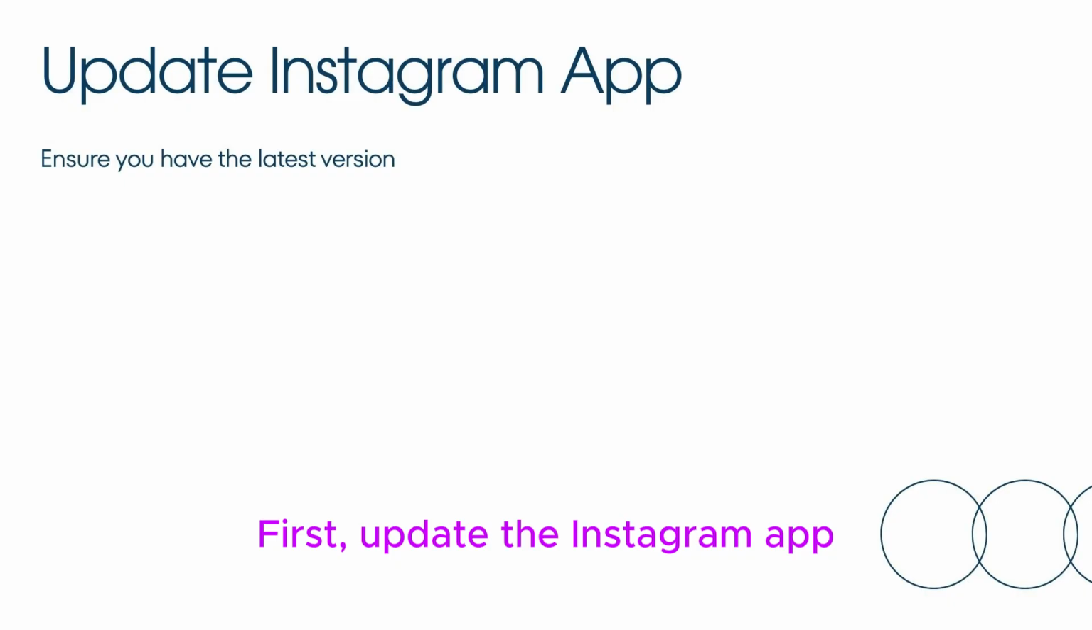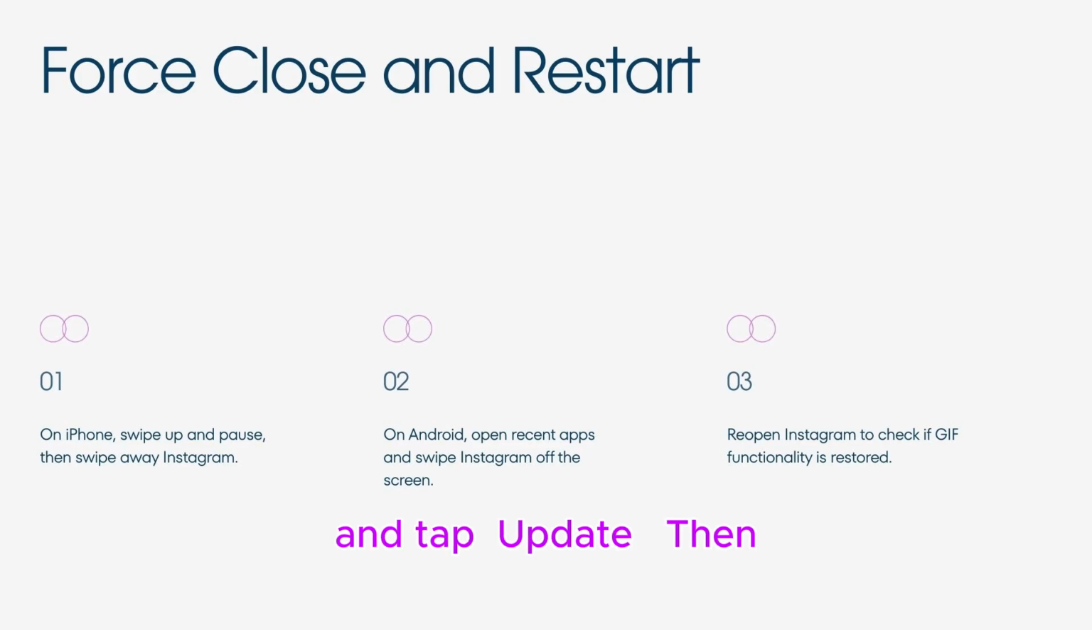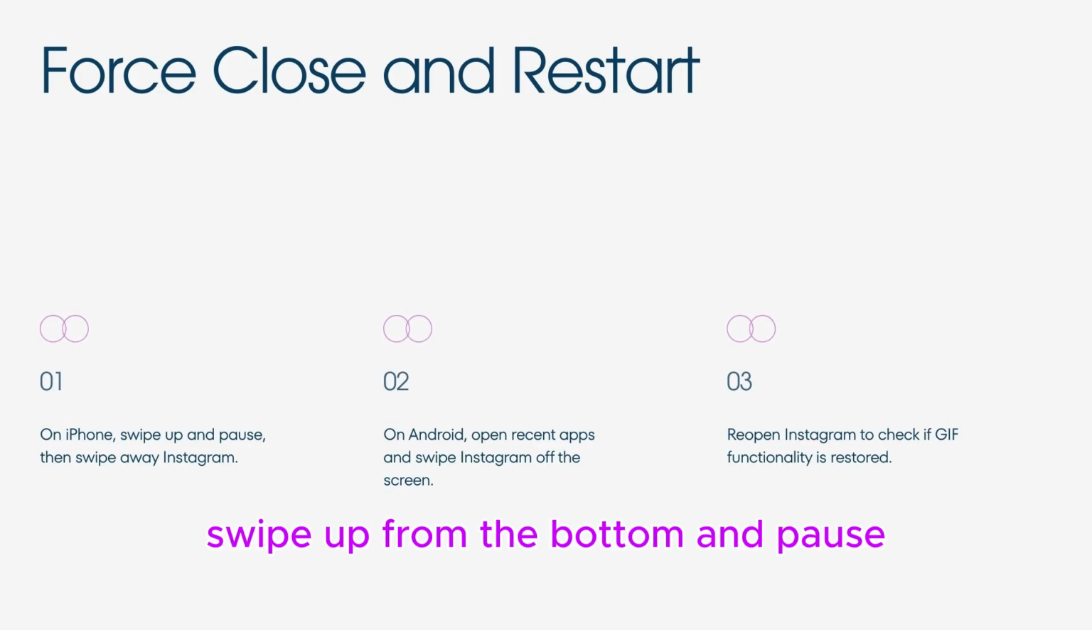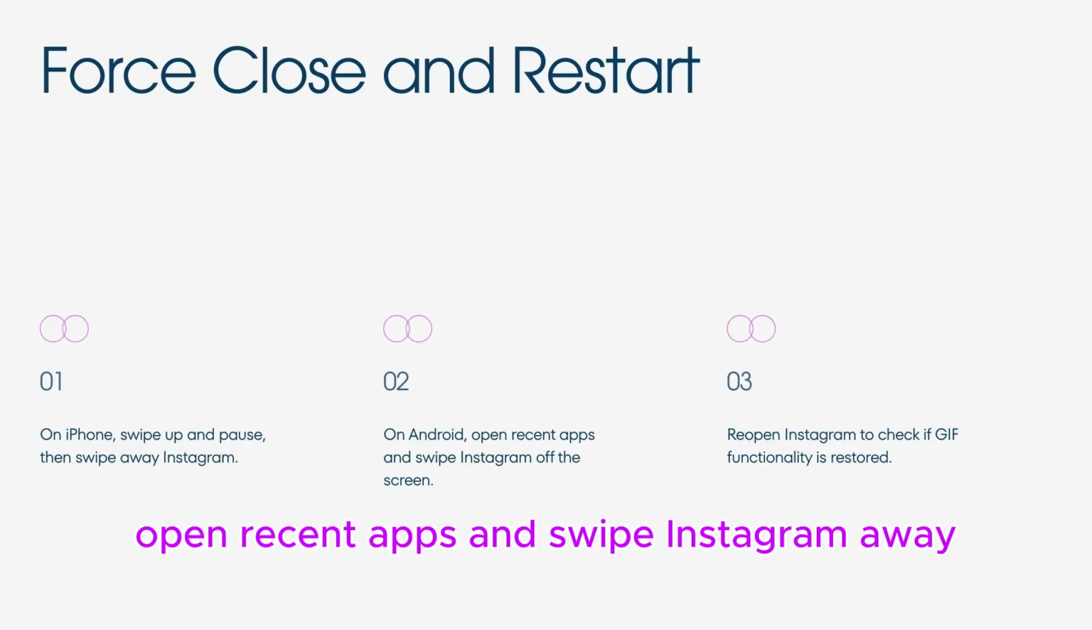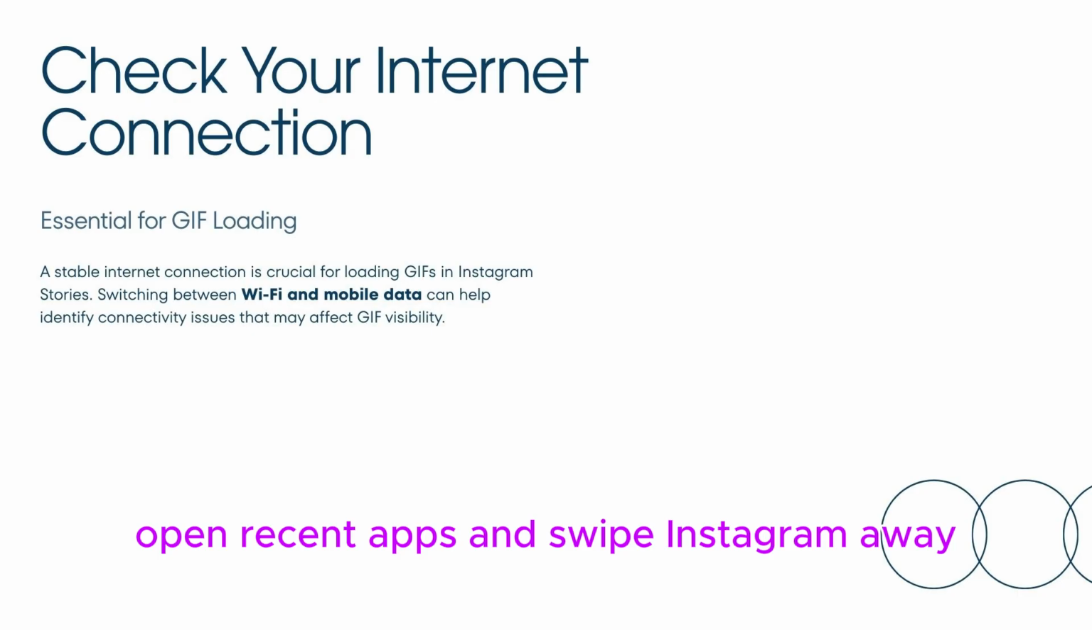First, update the Instagram app. Go to your device's app store, search for Instagram and tap update. Then force close the app and restart it. On iPhone, swipe up from the bottom and pause. On Android, open recent tabs and swipe Instagram away.